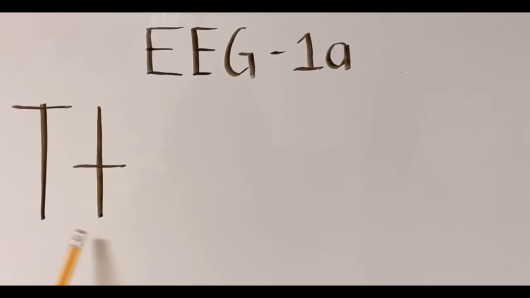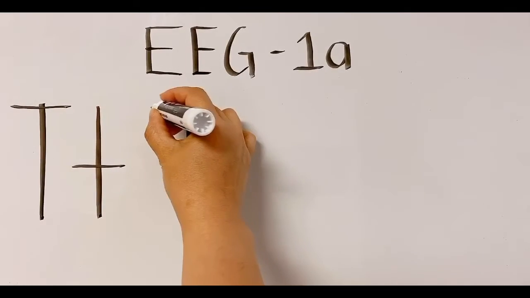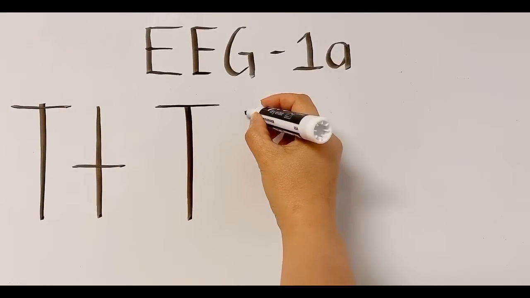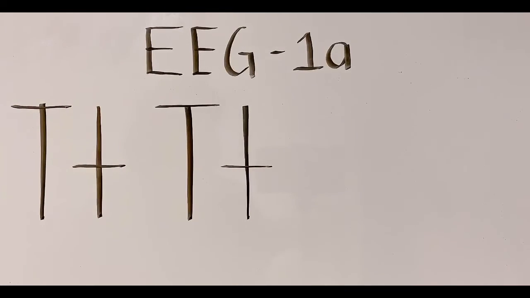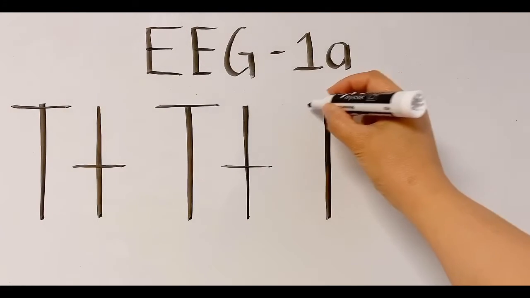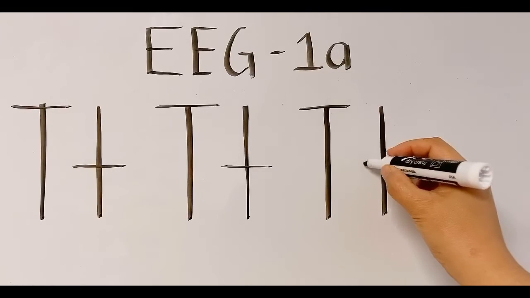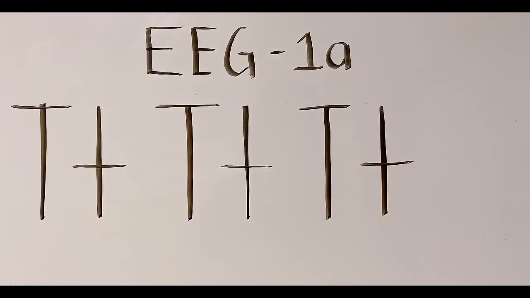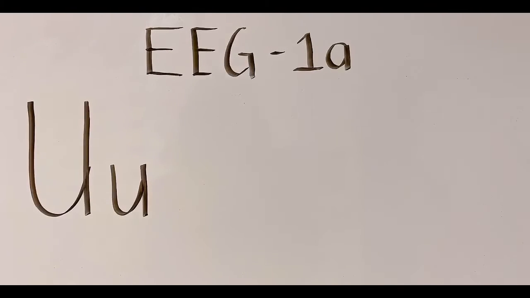Now let's try the letter T. Capital T, small t. And that's right. Capital T, small letter t. Okay, again, capital T and the small letter t. Okay, good.